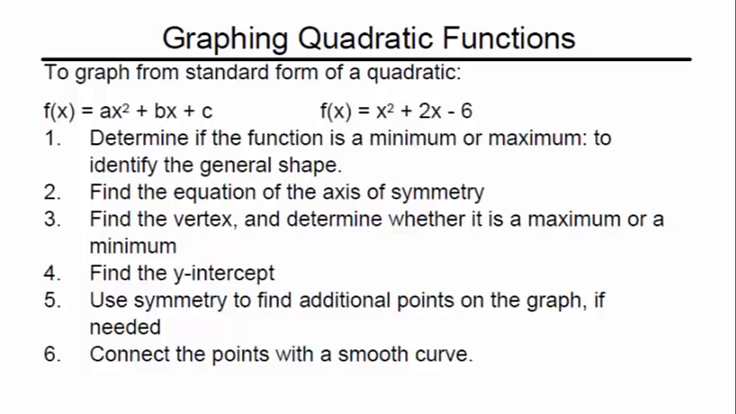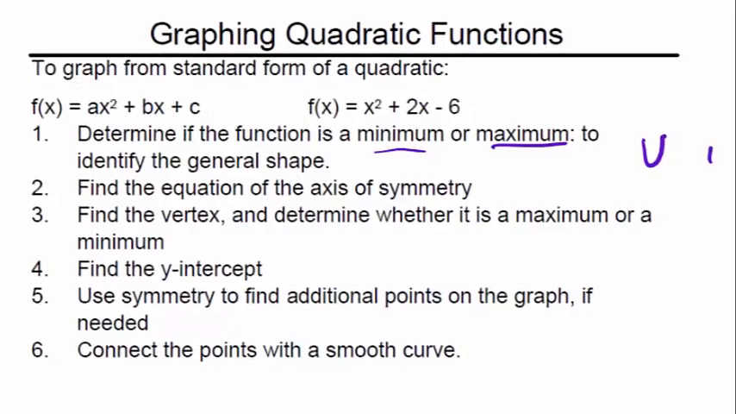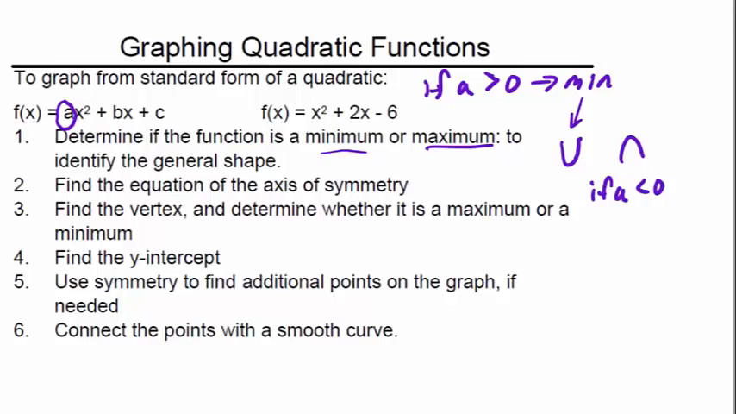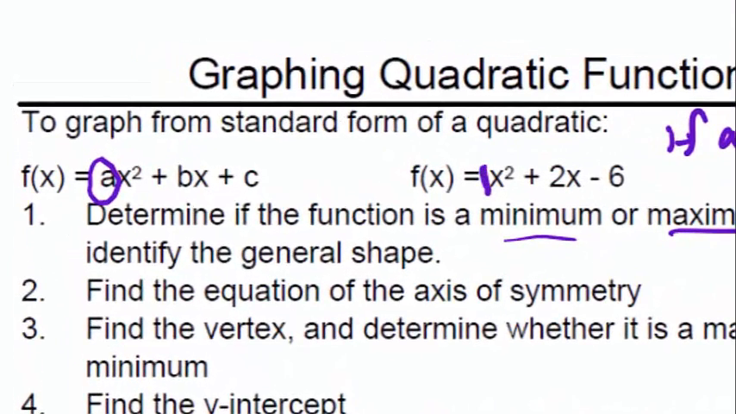So how do we graph these things? Well, here's a set of steps that you can follow to graph. Now, the first thing we want to do is determine if the function is a minimum or a maximum. That way we can identify its general shape. Does the U shape go like this, or does the U shape go like that? And the way that we figure that out is we look at this a value up in front. If a is greater than 0, meaning it's positive, then you will have a minimum function, which means it will look like that. If a is less than 0, then you will have a maximum function, which means it will look like this. So looking at the a value of a function, there's no number there, so the only number I can write is a 1. So this particular function right here is a minimum.